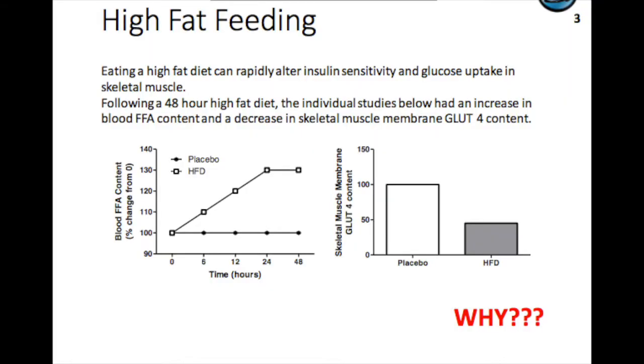As we learned last week, eating a high-fat diet can rapidly alter insulin sensitivity and glucose uptake in skeletal muscle. As the figures show, blood FFA content was elevated following a high-fat diet, and skeletal membrane GLUT4 content was reduced. Today, we will examine a potential mechanism that may explain the link between elevated blood FFA and reduced membrane GLUT4 following a 48-hour high-fat diet.